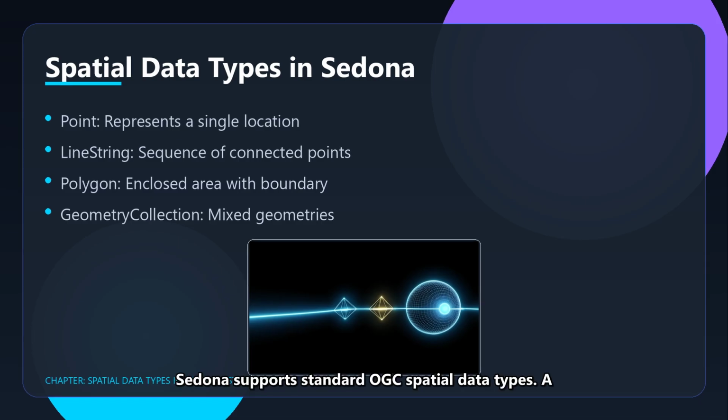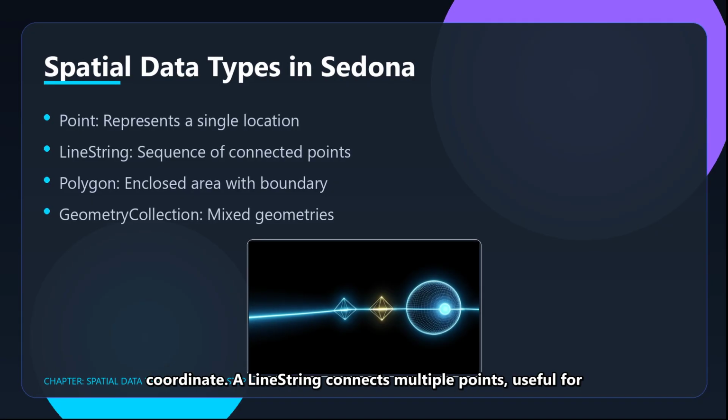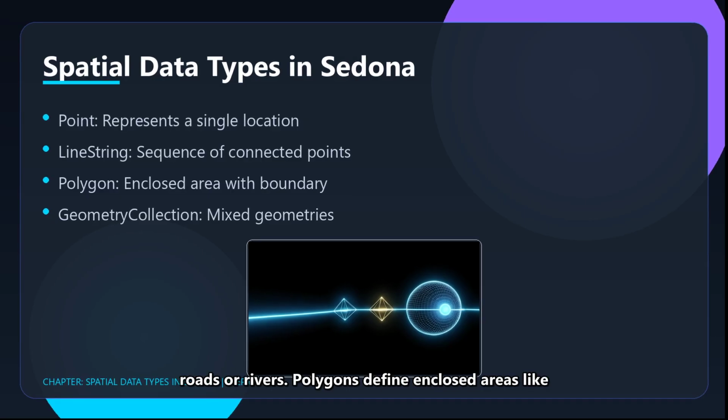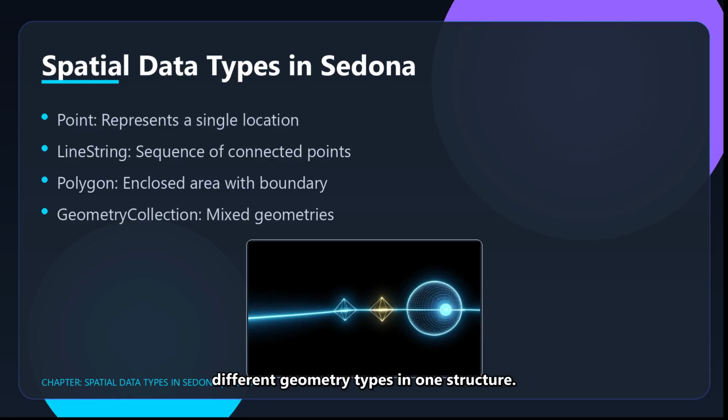Sedona supports standard OGC spatial data types. A point represents a single location like a GPS coordinate. A line string connects multiple points, useful for roads or rivers. Polygons define enclosed areas like countries or lakes. Geometry collections allow you to mix different geometry types in one structure.